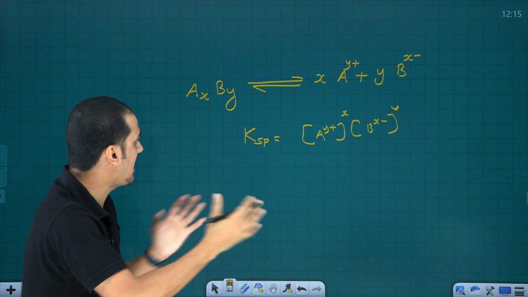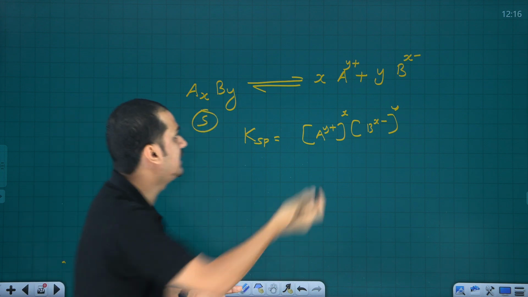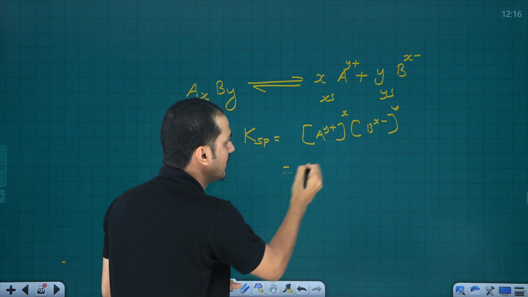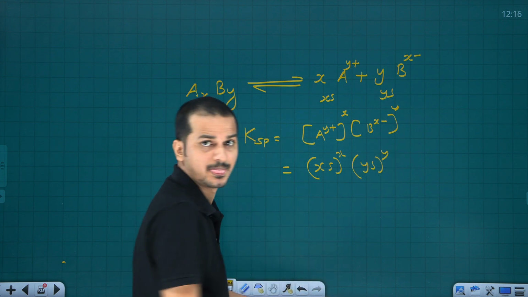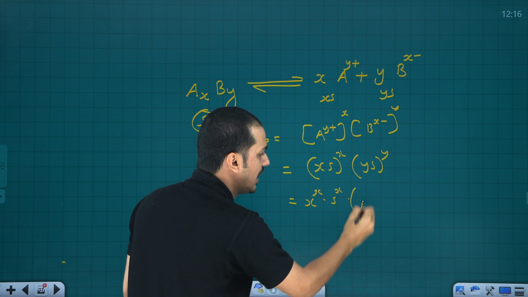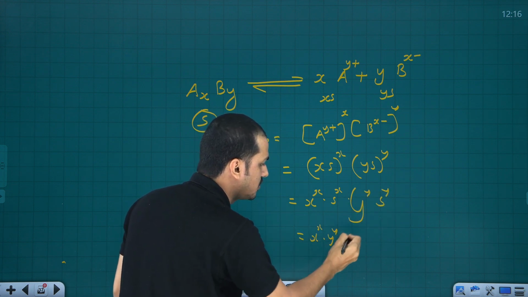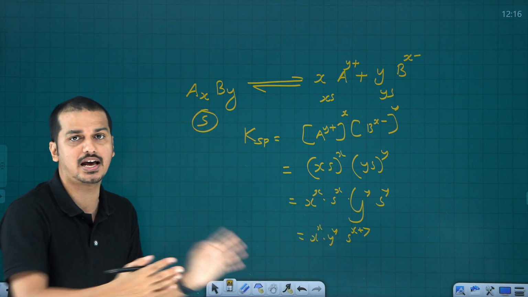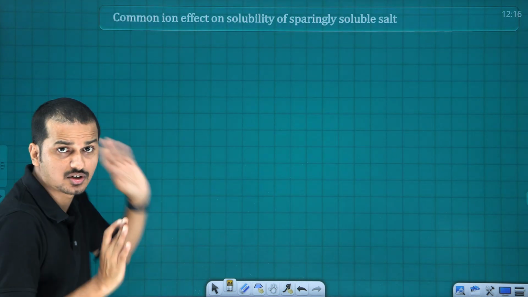Then that relation, Ksp-S relation, solubility relation: if its solubility is S, then the concentration of Ay plus is xS and of Bx minus is yS. Then you can relate them. This is xS raised to x, this is yS raised to y. Then x raised to x into S raised to x, y raised to y into S raised to y. So x raised to x into y raised to y, S raised to x plus y. So you can get a relationship between Ksp and S. Related questions will be there. You have to remember that, okay.